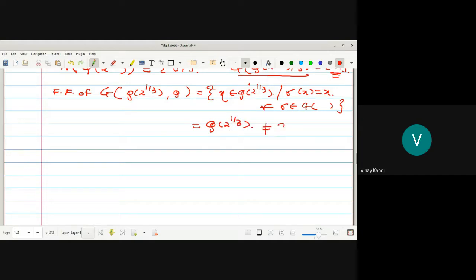Hence, Q of 2 raised to 1 by 3 is not a normal extension of Q. Okay, any doubt? Wait a minute. No, sir.